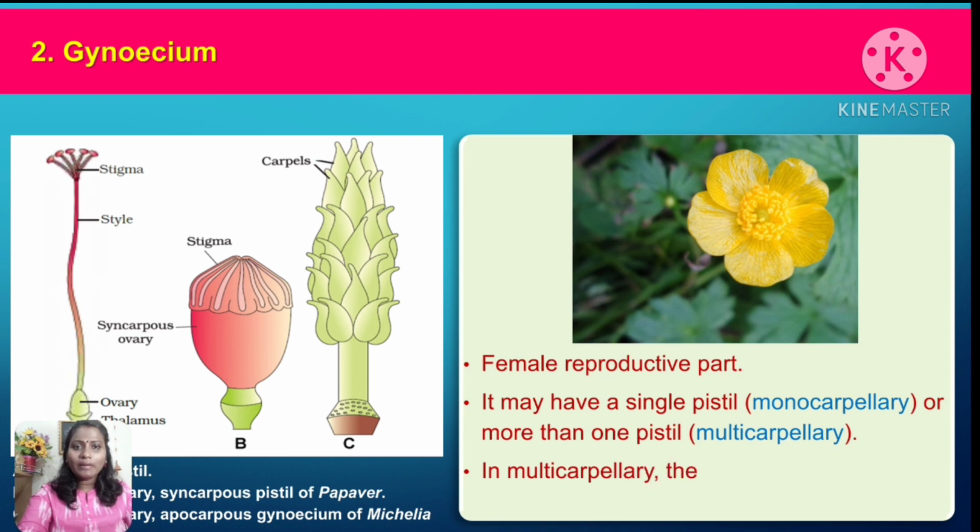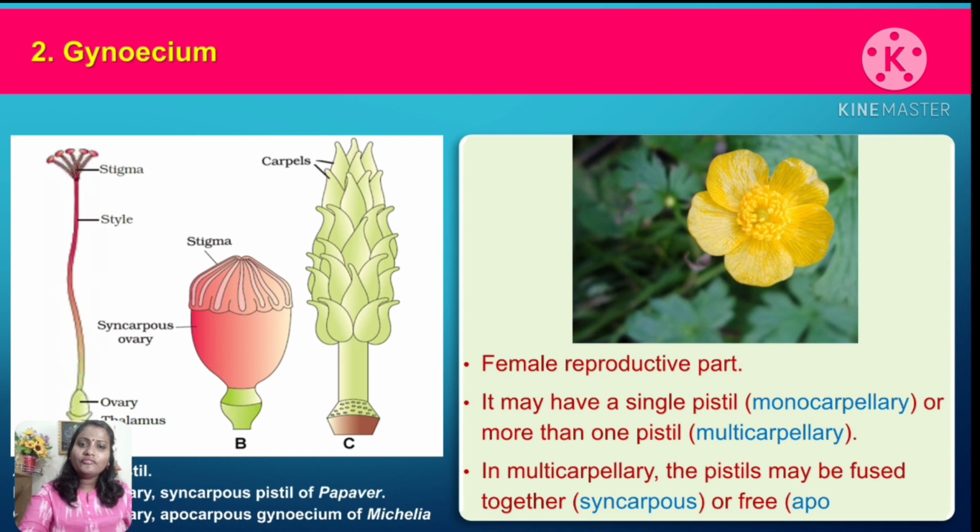When we are talking about multicarpellary, the pistils may be fused or the pistils may be free. When fused, we call it syncarpous. If free, then we call it apocarpous. A very good example is given in your NCERT. For syncarpous, we can take the example of Papaver, and for apocarpous, we can take the example of Michelia. So these are two good examples for syncarpous as well as apocarpous.